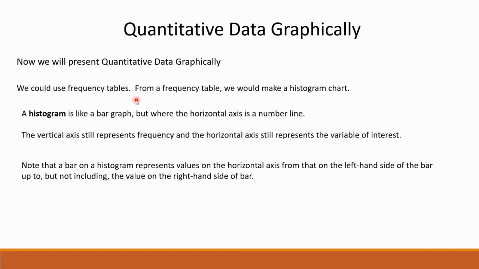Then what you can do is you make what's called a histogram. It's very similar to a bar graph. The only difference, as you can see, is that the horizontal axis is the number line. So it's kind of like before, but the horizontal line now is going to be the number line.